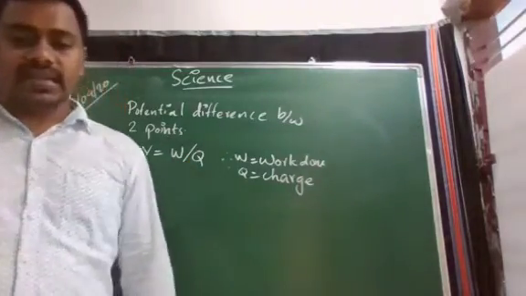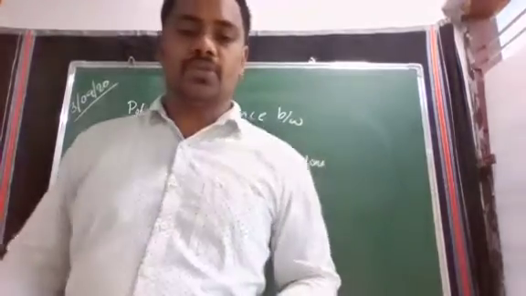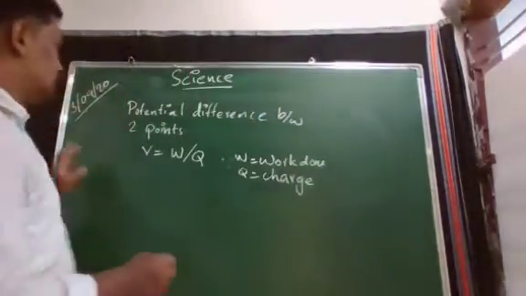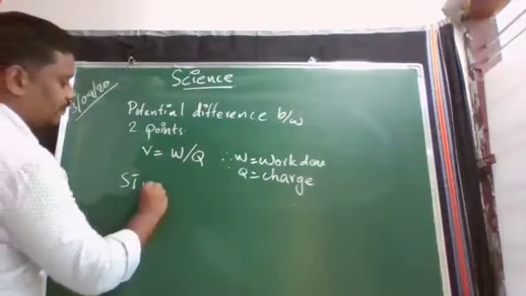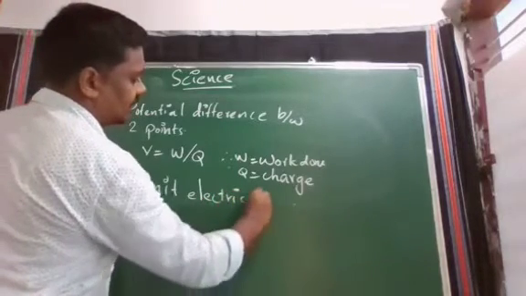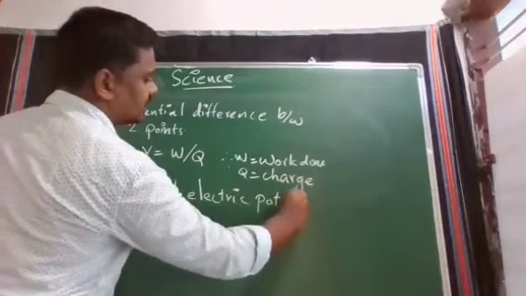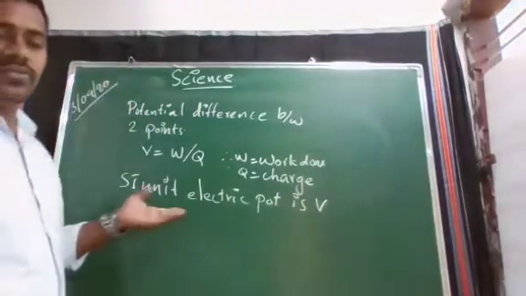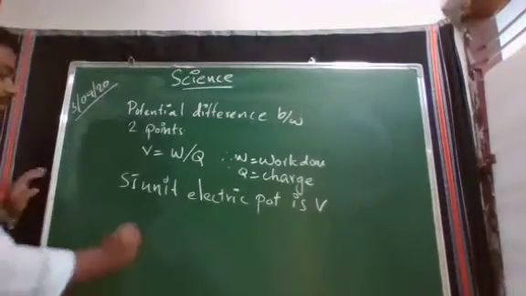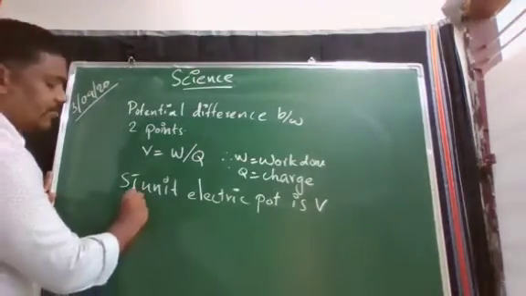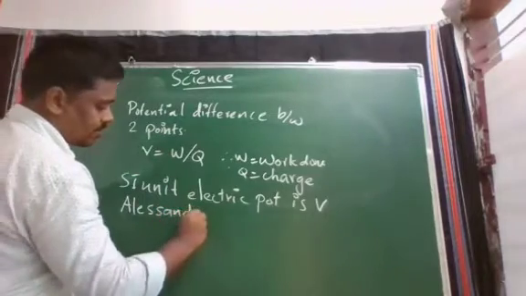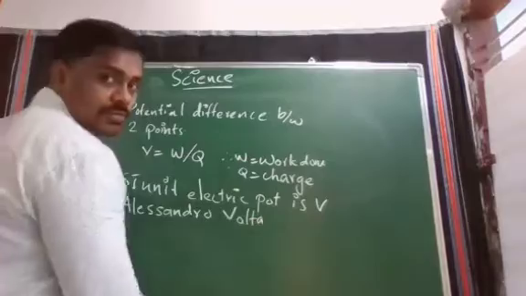The SI unit of electric potential is volt. The SI unit of potential difference is V, and it is named after the Italian physicist Alessandro Volta.